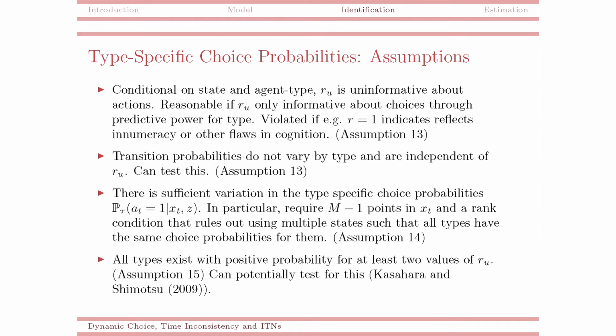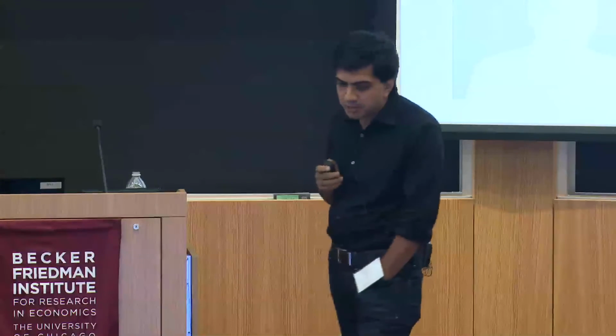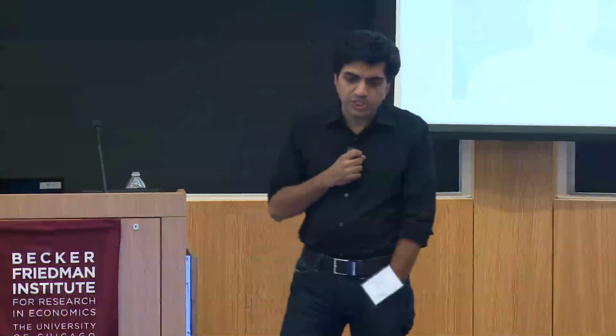And then something that I think we've relaxed to some extent in the latest version, but not here. What we needed for some of the proofs was to require that all types exist with positive probability for at least 2 values of these observables R. So in the latest version of the paper, we are trying to relax this assumption. For special cases, it's somewhat easy to relax, but I think one can do it more generally. But for the proofs we have right now, we require all types to exist with some positive probability, which may not be great.